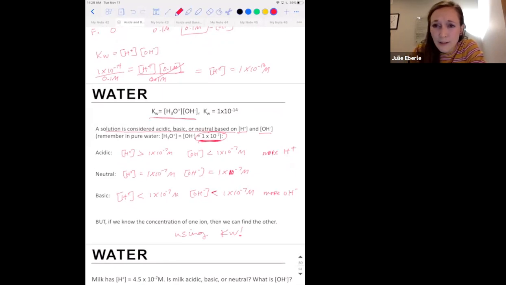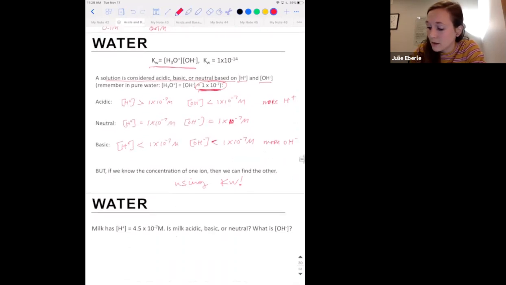Now, this is a whole lot to memorize, and these numbers are really teeny tiny. So we are going to walk through an easier way to classify something as acidic, basic, or neutral, but this is the foundation of pH. This is where pH is developed from, okay? So you need to know that.